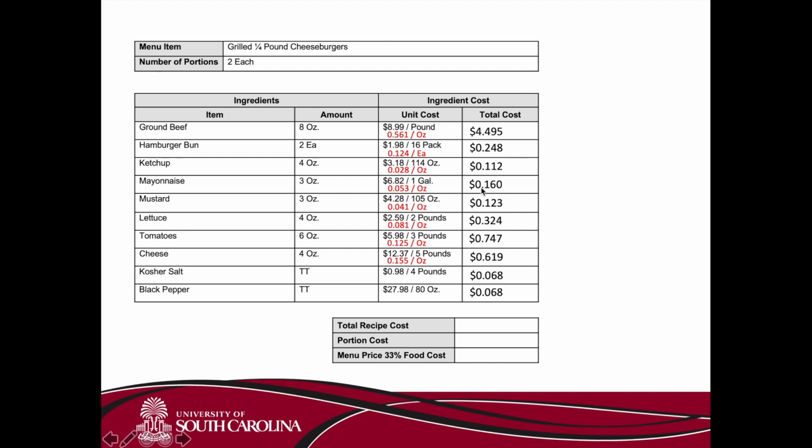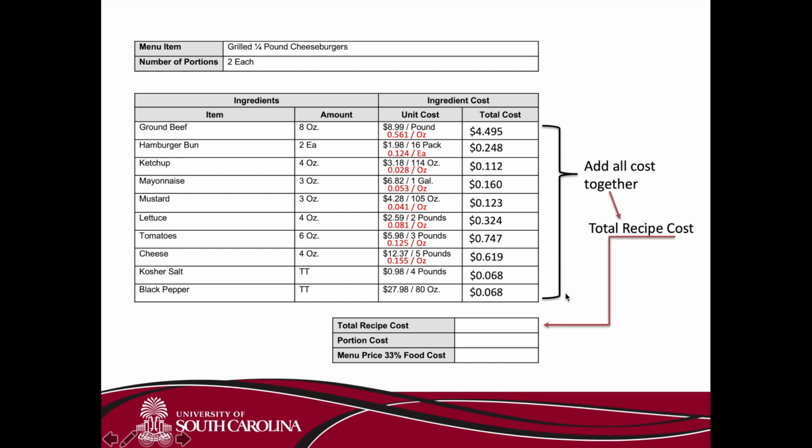All right, so we have our Q factor listed. Now we know what everything costs. Okay, we know what all of our prices are here. We need to see what our total recipe costs. Total recipe cost is literally, we're going to add these numbers up. We add all of these together, and it gives us our total recipe cost.